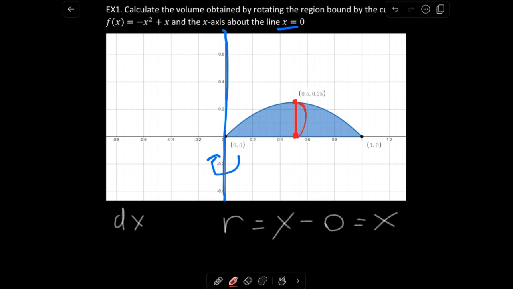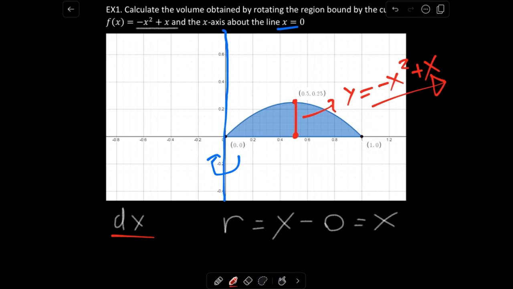What is the height of this vertical line? Well, that's the distance from the x-axis to a point on the curve. That's nothing but a y value. But remember, we are integrating with respect to x. So we need to convert from y to x. How do I do that? I'm going to use my function equation. So this y is going to be minus x squared plus x. There we have it. There's your height.